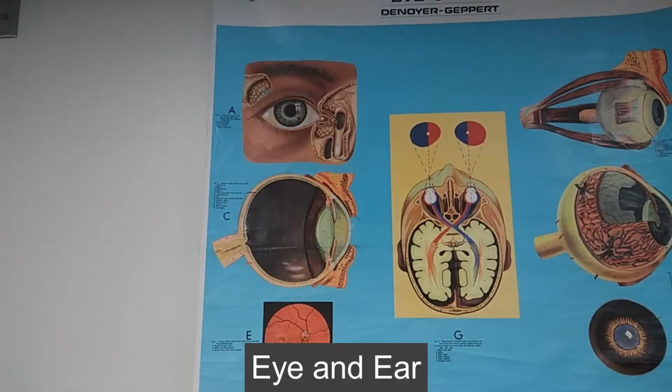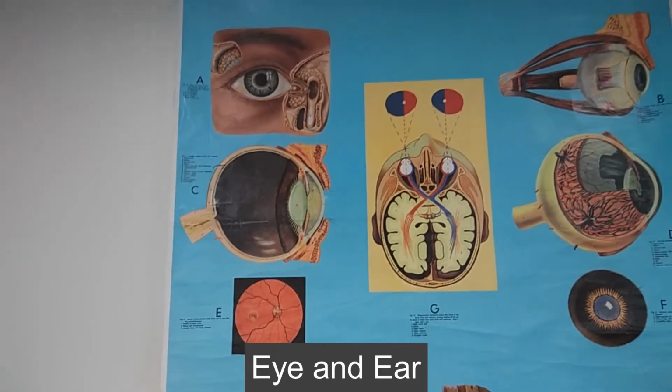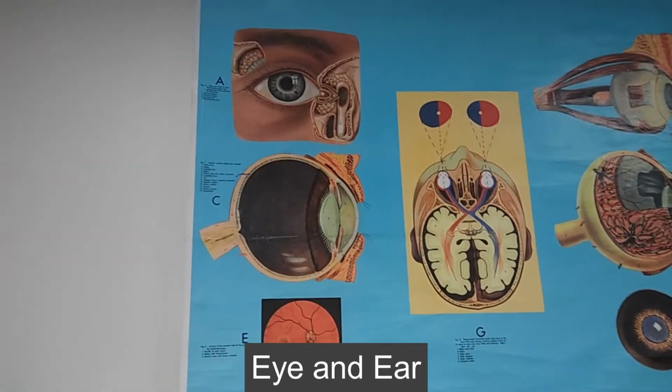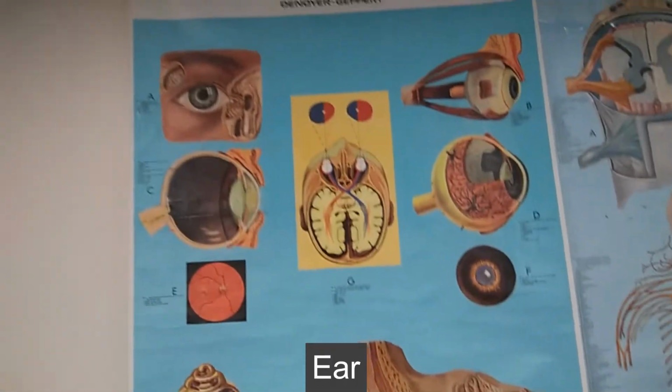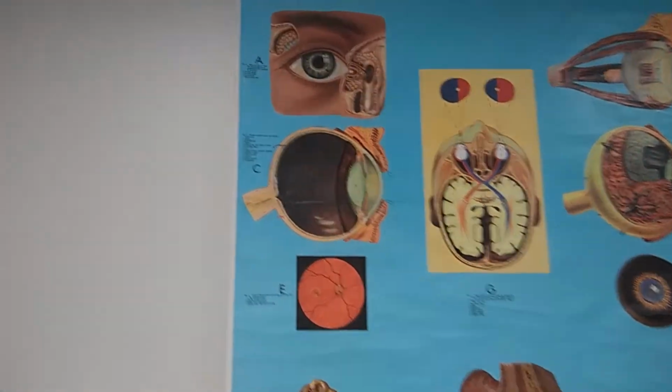All right, so we'll go over the eye and the ear on this chart. We'll go over the eye, which is the top half, and then we'll go over the ear. We'll do them all in this one video here. Okay, so let's start up here.